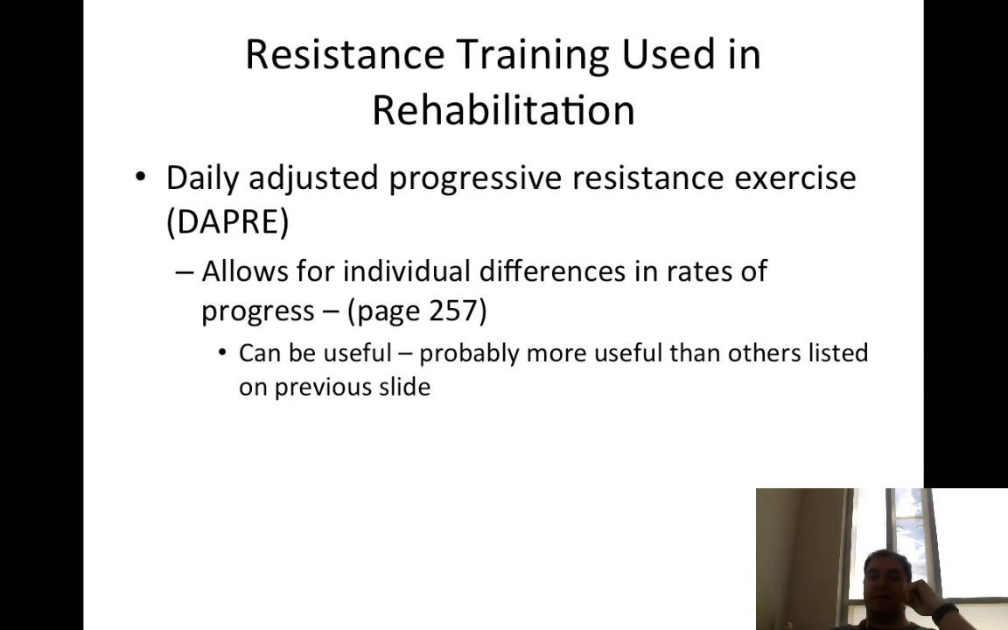Again, a lot of strength and conditioning principles here. This DAPRE stuff, actually founded by Ken Knight, who's an athletic trainer, daily adjusted progressive resistance exercises, DAPRE, whatever you want to call it, allows for individual differences in the rates of progress, and this can be useful. I think it's probably more useful than others listed on the previous slide, and this is on page 257 of your book, and it lists a nice chart in there. I don't know. I guess I don't use it as much.